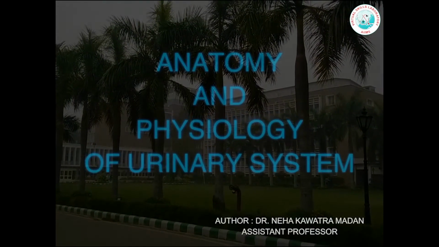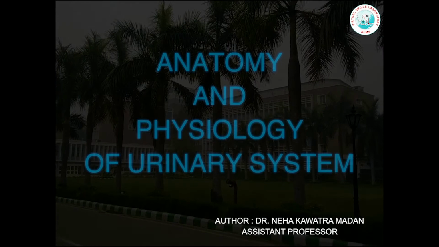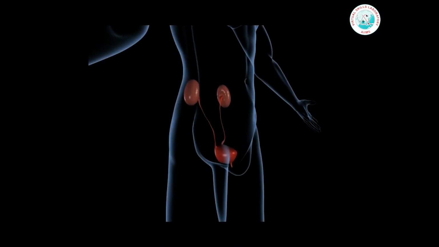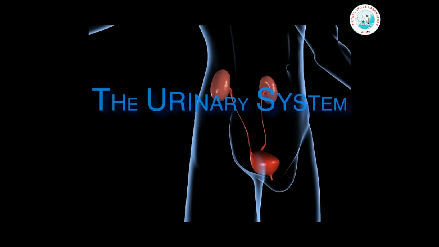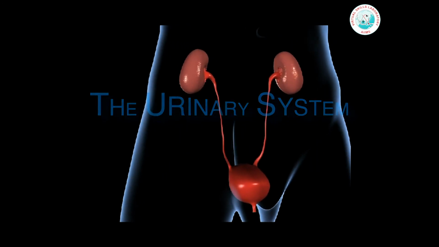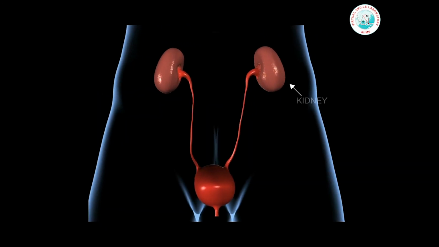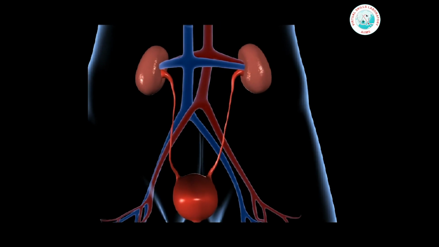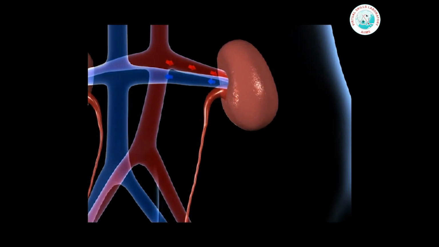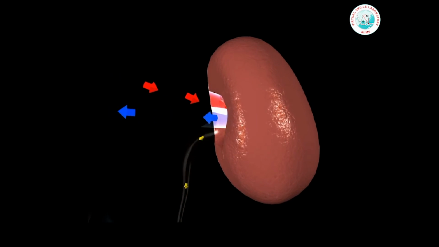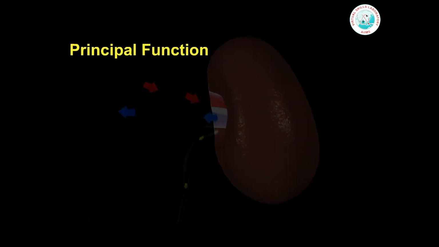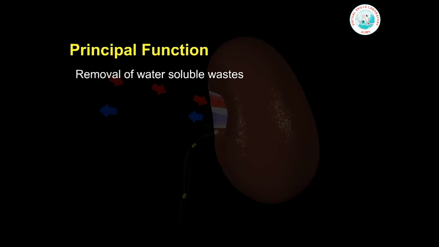This module is designed to help you understand the basic anatomy and physiology of the urinary system. The urinary system is also known as the excretory system of the body. It consists of two kidneys, two ureters, the urinary bladder and the urethra. The kidneys filter the blood to remove waste products and produce urine. So, the principal function of the urinary system is removal of water-soluble wastes.